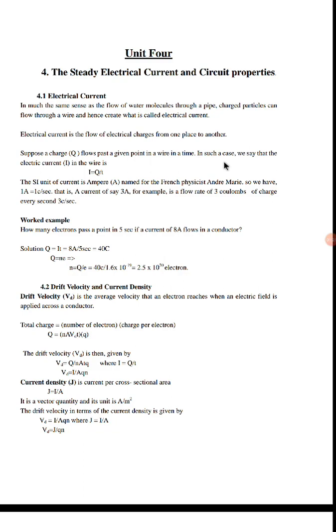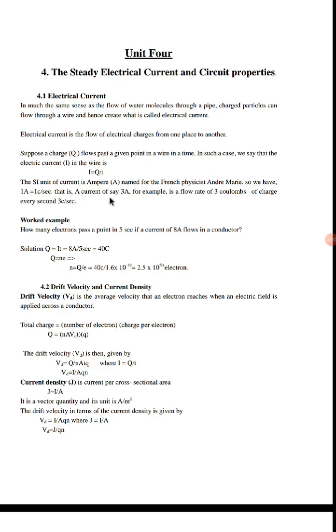In such a case, we say that the electrical current, indicated by I, in the wire is I equals Q over T. I is the electrical current, Q is the amount of charge, T is the time it takes. The SI unit of current is the ampere, indicated by A, named after the French physicist Ampere. So 1 ampere means 1 coulomb per second.